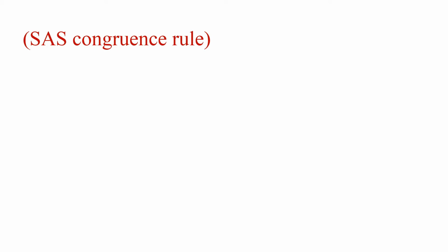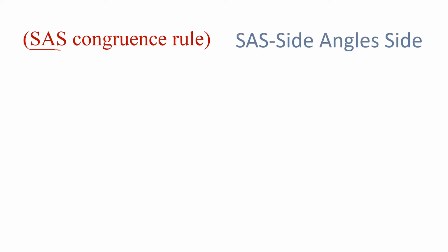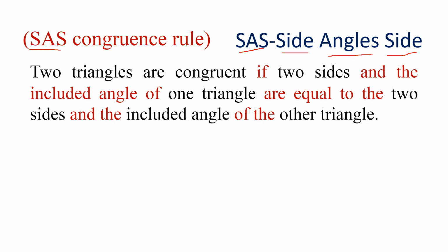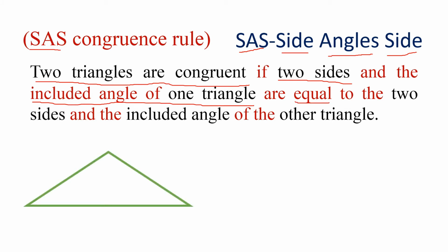Next, SAS, that is side-angle-side congruence of triangles. SAS is side, angle and then side. What is the statement? Two triangles are congruent if two sides and the included angle of one triangle are equal to two sides and the included angle of the other triangle. We'll see an example for this.